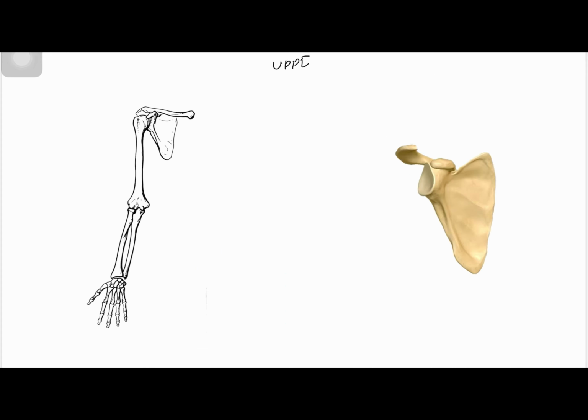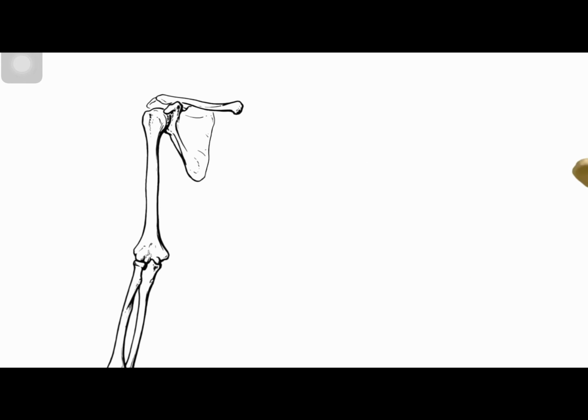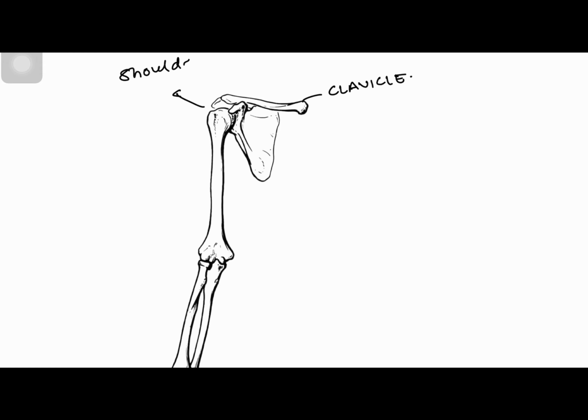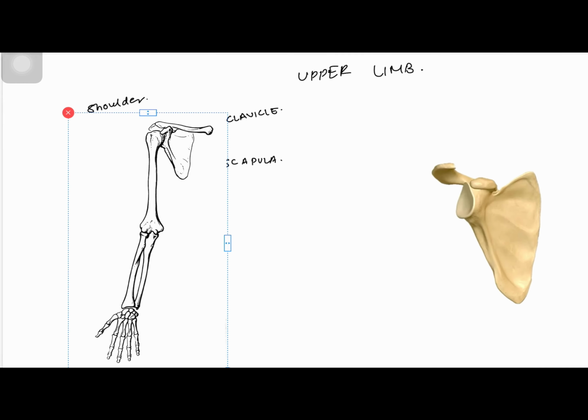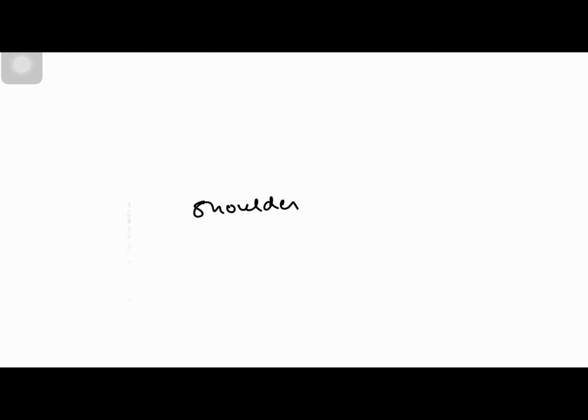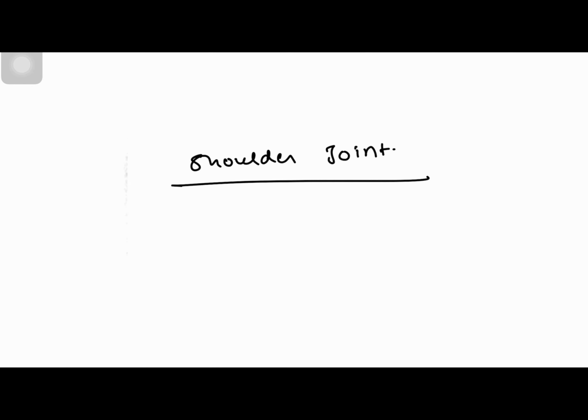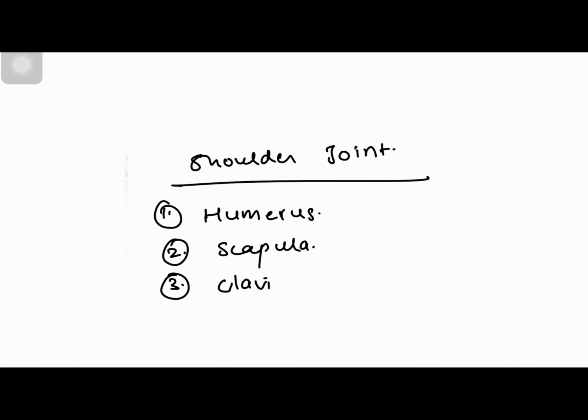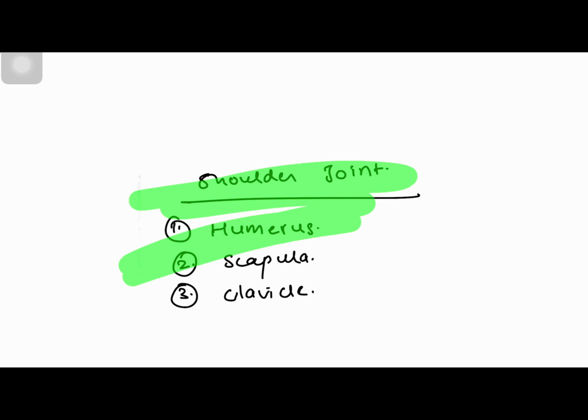Now our next topic is the upper limb. This is the clavicle, which I told you about earlier. This is the shoulder and this is the scapula. Now, which bones is the shoulder made up of? There are a total of 3 bones the shoulder joint is made up of. The first is the humerus, the second is the scapula, and the third is the clavicle.